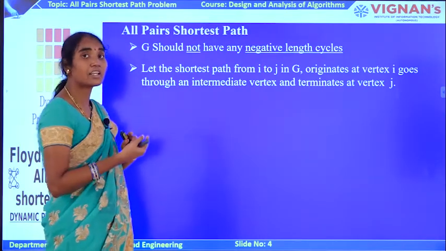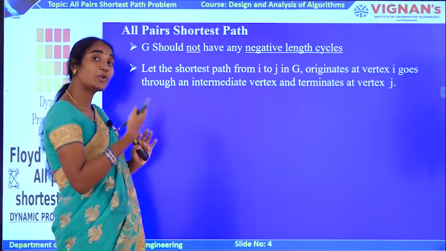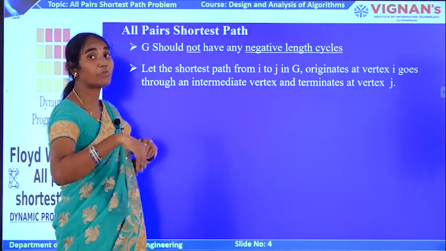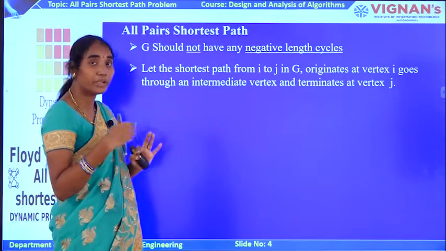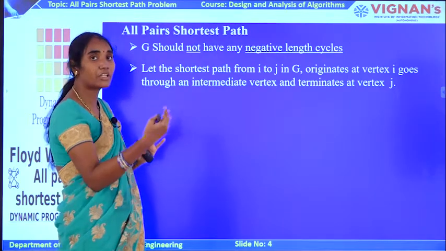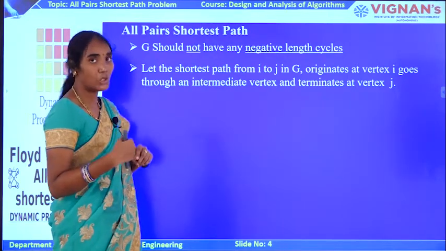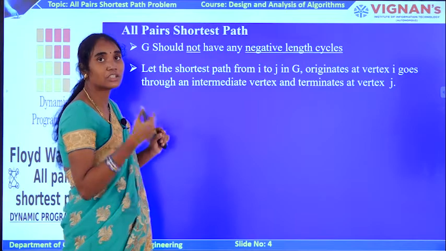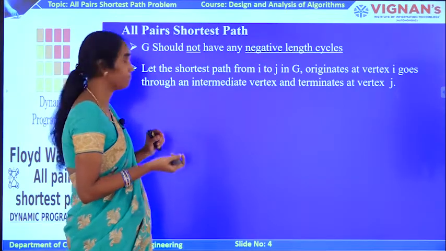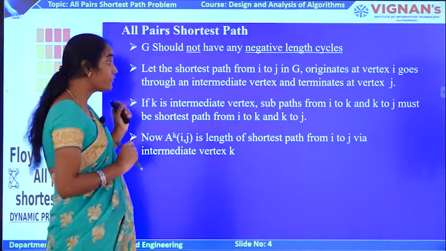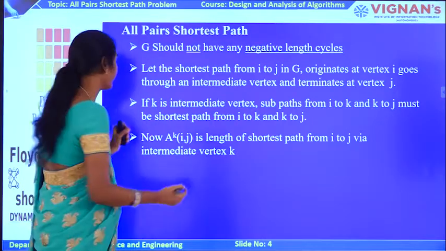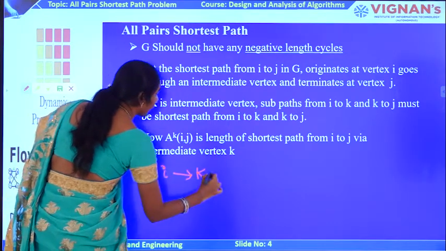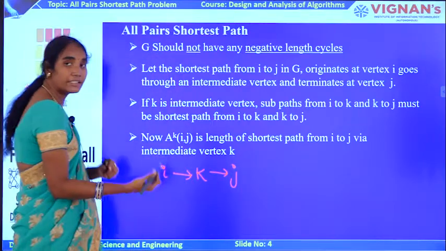As I said previously in the example, in order to reach from 1 to 2, if I go in a direct path, it takes a cost of 10. Whereas if I go via 2 intermediate vertices, that is 3 and 4, via 1, 3 and 4 to reach 2, then it takes less cost. So via an intermediate vertex, we are going to find the shortest distance from i to j. Now, if k is the intermediate vertex, we will find the distance from i to k and k to j.